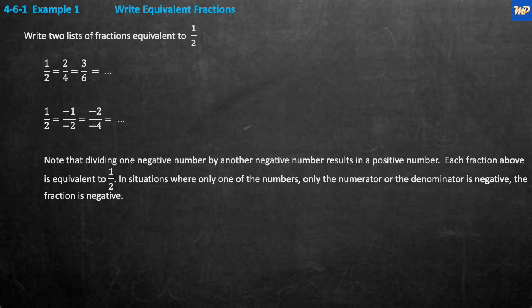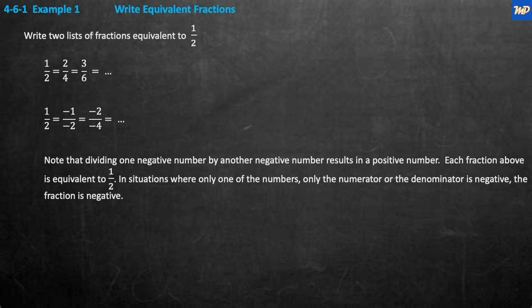Example 1, write equivalent fractions. It says write 2 lists of fractions equivalent to 1/2. Well, the work's already been done for you, but we'll go over it anyways here. So 1/2 is equal to 2/4, 3/6. The relationships stay the same. This goes on and on forever. They all equal 1/2.